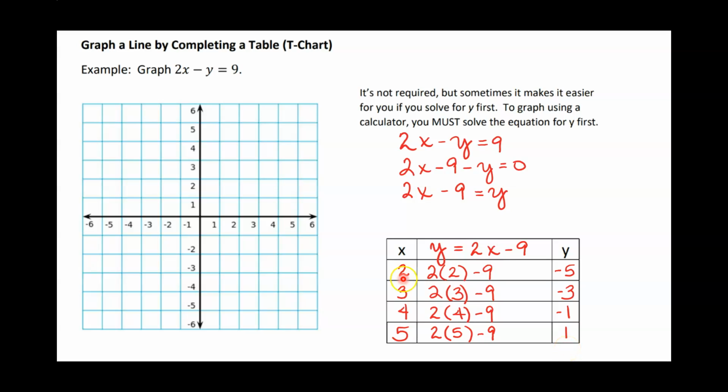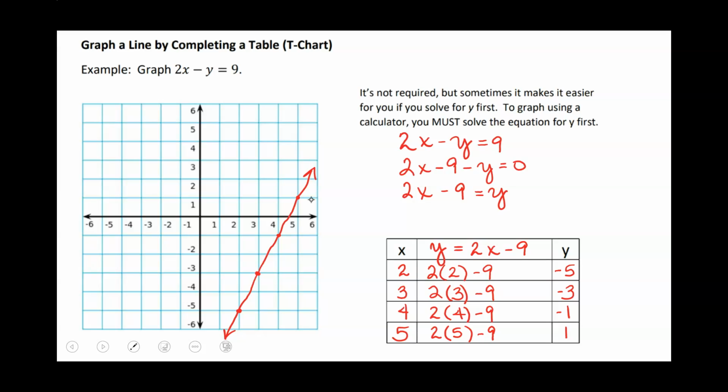So we're going to take the x value and the y value and use that to make our ordered pair. So that first ordered pair would be (2, -5), and then (3, -3), (4, -1), and (5, 1). And I'm going to plot those 4 points over here just like we plotted points a moment ago. And you'll notice that when I connect those, I get a line. So this is a linear equation because it graphs as a line.